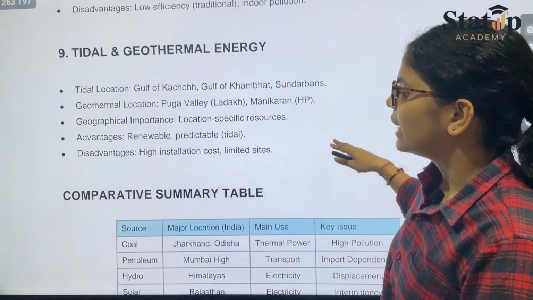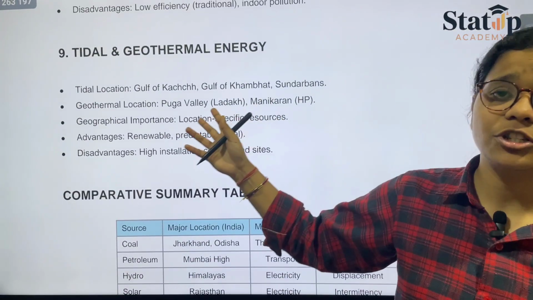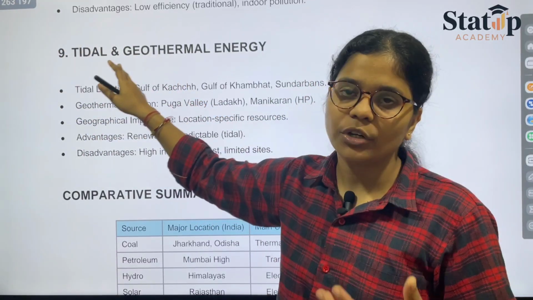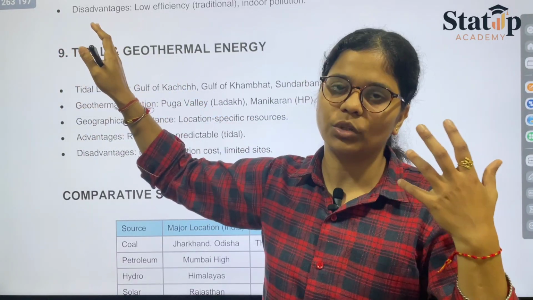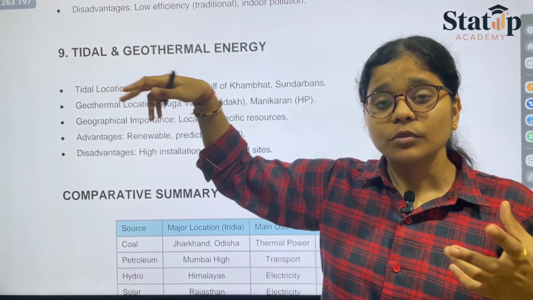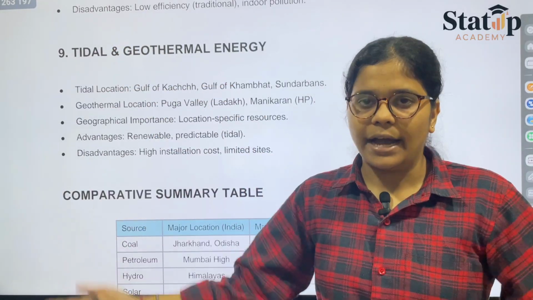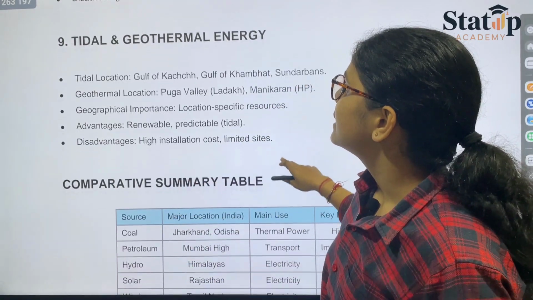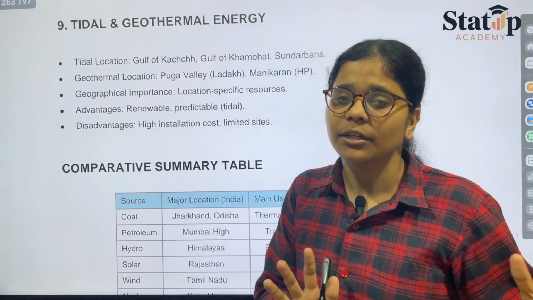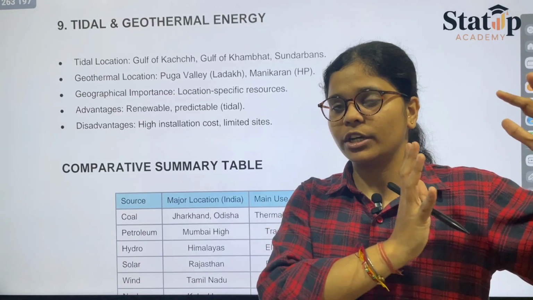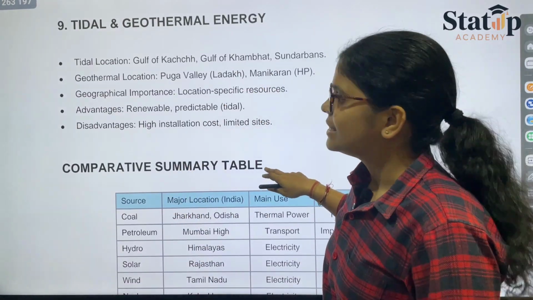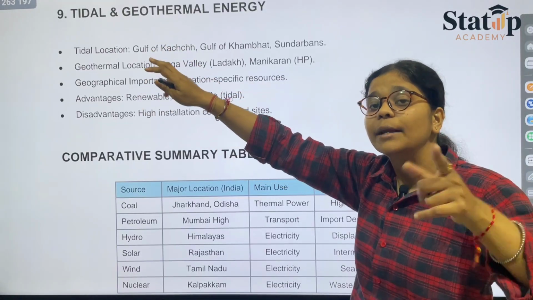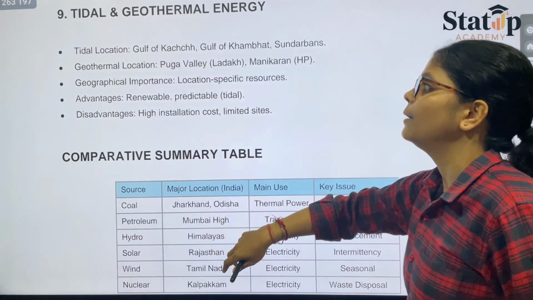Okay. Then we have the tidal and the geothermal energy. Tidal refers to energy coming from the tides, and geothermal, geo refers to the earth or land, and thermal refers to the heat. So tidal and geothermal energy are basically found near the gulfs. Like Gujarat is the basic region where the Gulf of Kutch and Gulf of Khambat are found, along with the Sundarbans Delta, because tides are there. So the only delta that can provide tidal energy is the Sundarbans Delta.